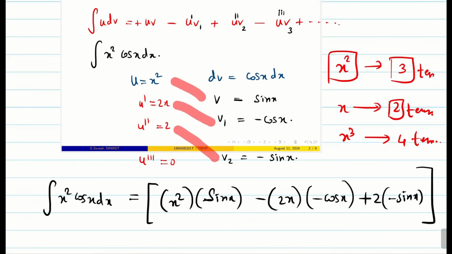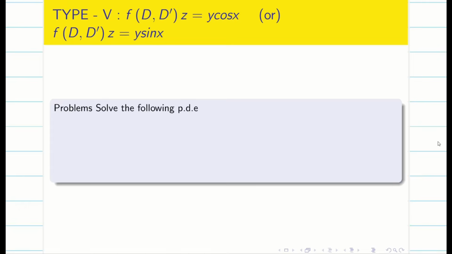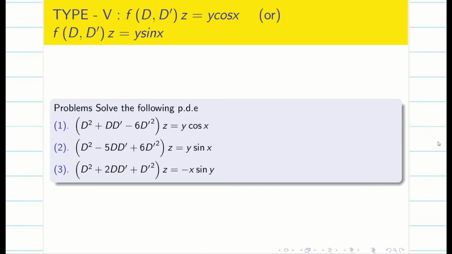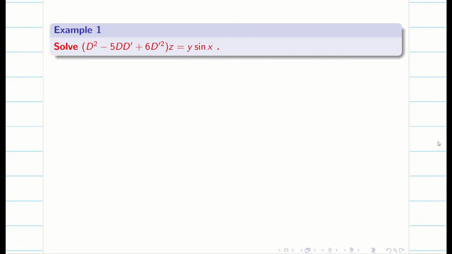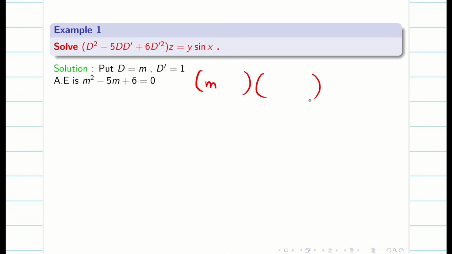So with this idea, let us go into the problem. So these are all the problems we are going to deal in this video. Let us go into the problem. Now as usual, we take LHS, that is going to be my complementary function. Put D equal to m, D dash equal to 1. You get the equation. So we are going to split this into 2. m minus 2, m minus 3 equal to 0. So my m value is 2, 1, 3 and my CF.